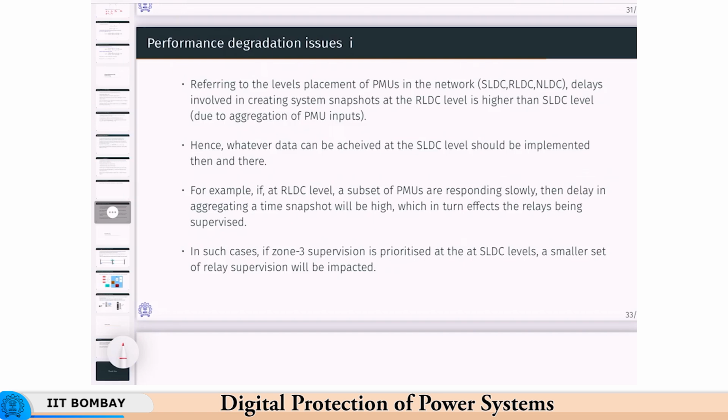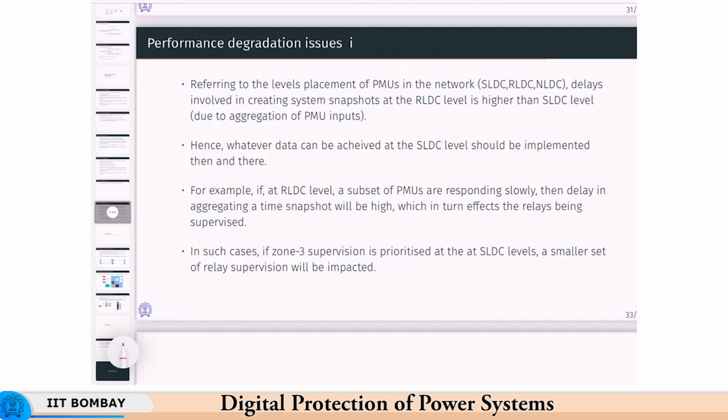Here we can see that, due to the placement of the PMUs, the PMUs will transmit to the PDC in the SLDC, and then that will transmit to the PDC in the RLDC. So to create system snapshots at the RLDC level, the latency is higher than at the SLDC level. Due to aggregation of PMU inputs, snapshot creation at the RLDC level takes a longer time than at the SLDC level. So whatever data consolidation or decision making of this analytic can be achieved at the lowest level possible, that is the SLDC level, it should be done there.